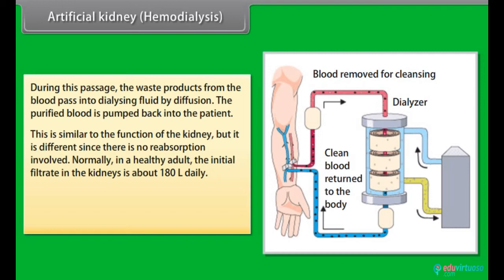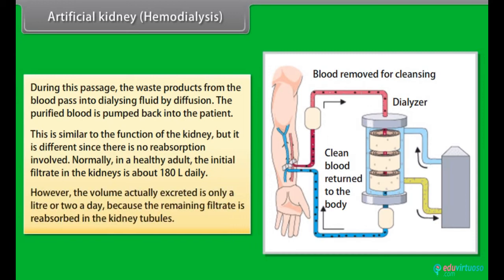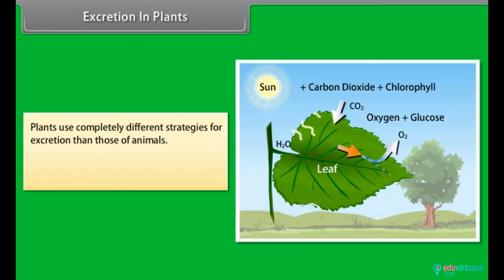Normally, in a healthy adult, the initial filtrate in the kidneys is about 180 liters daily. However, the volume actually excreted is only a liter or two a day because the remaining filtrate is reabsorbed in the kidney's tubules. Excretion in plants. Plants use completely different strategies for excretion than those of animals.